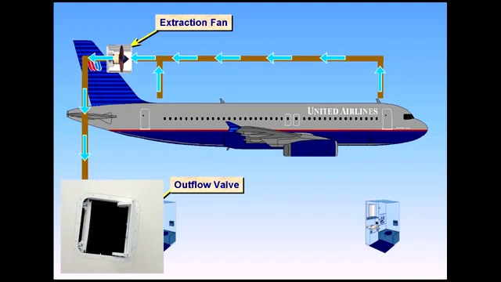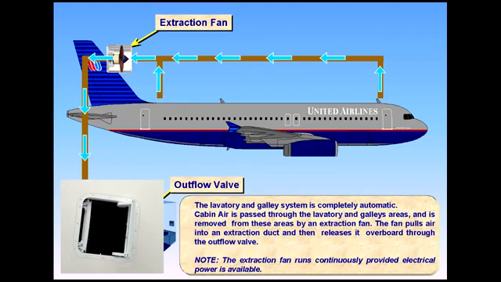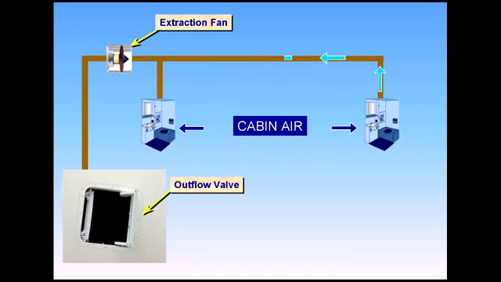Note, the extraction fan runs continuously provided electrical power is available. There are no controls or indications associated with the lavatory and galley ventilation systems. Now let's look at the avionics ventilation system.